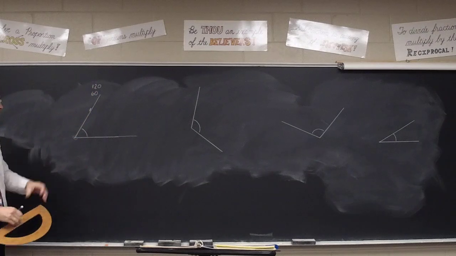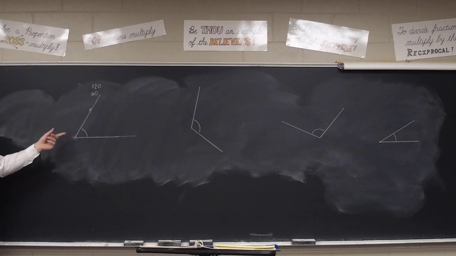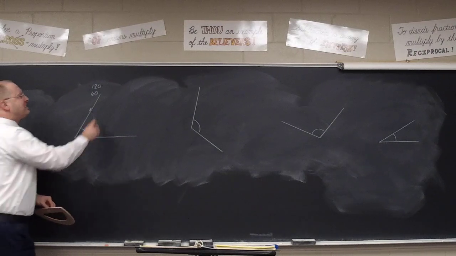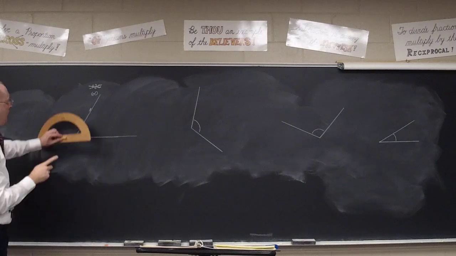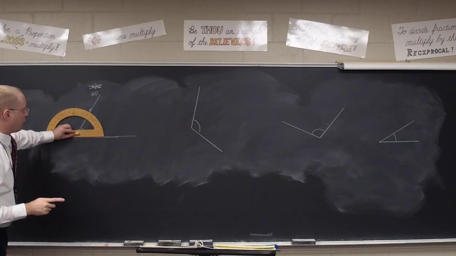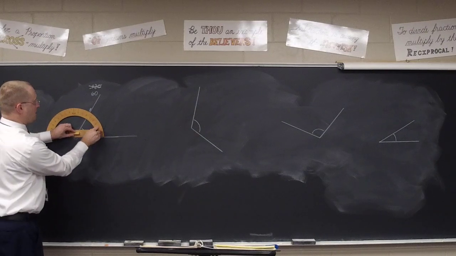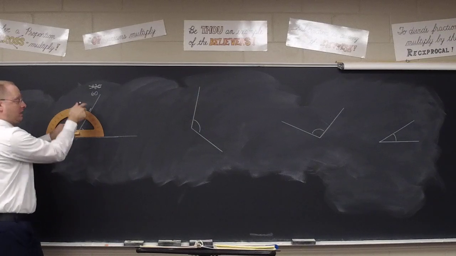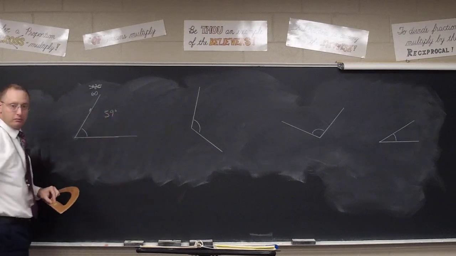Well, question, class. What kind of angle is this, acute or obtuse? Obtuse. Could it possibly be around 120 degrees then? No, that's ridiculous. We're not going to use that number. Well, in that case, I'm looking at the smaller numbers here. 10, 20, 30, 40, 50, almost to 60. It's a 59-degree angle.